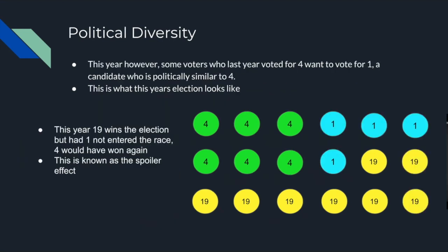This year, some voters who had previously voted for 4 are sick of how 4 has acted as the best number. This year, some 4 voters decided to back a politically similar but less popular candidate, 1. The votes are in, and the results look as follows. Notice that 19 wins this year, while if 1 had not run, 4 would have won again. This phenomenon is known as the spoiler effect, and it makes it difficult for third parties to become popular in a plurality voting system.